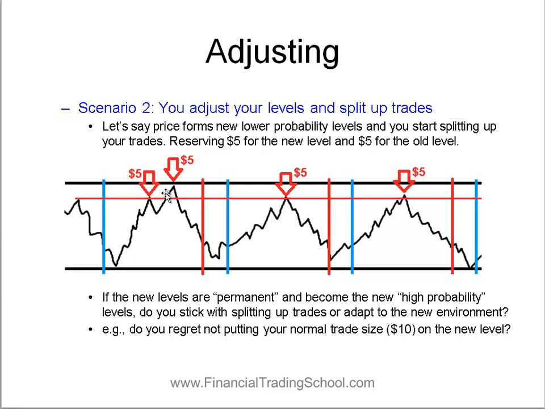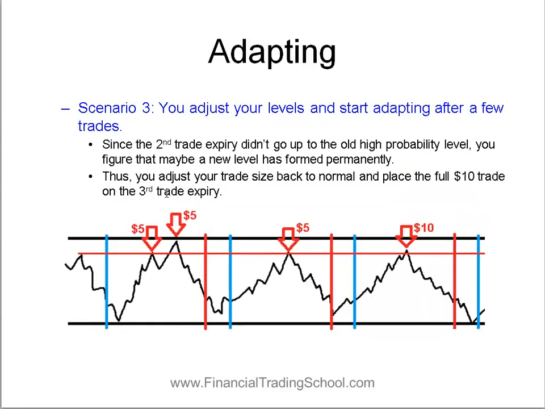Now the question becomes, if the new levels are permanent and become the new high probability levels, do you stick with splitting up trades or do you adapt to the new environment? For example, do you regret not putting your normal trade size of $10 on the new level? So that's what the third scenario is for. You adjust your levels and you start adapting after a few trades.